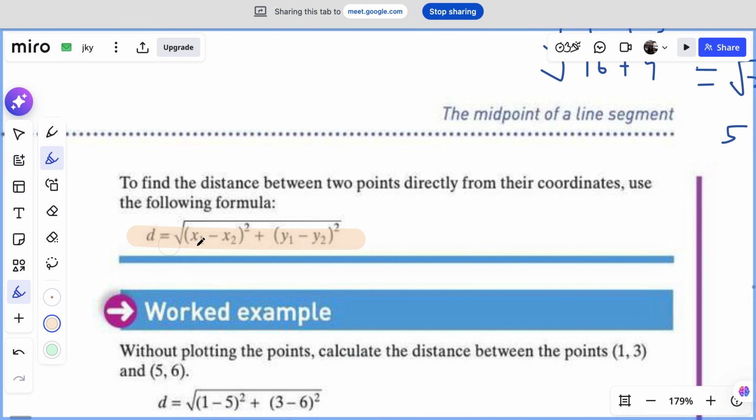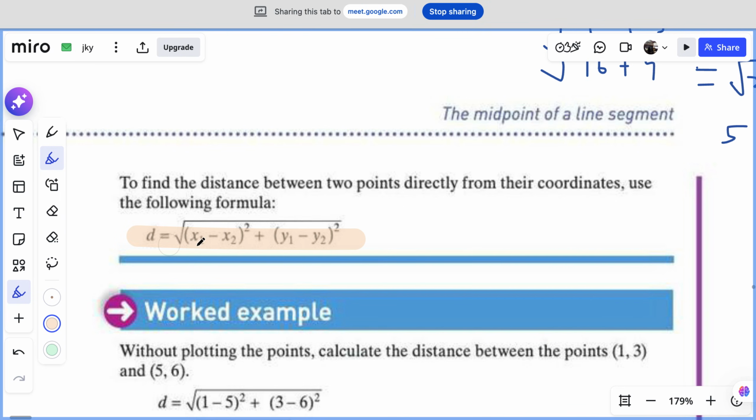If I choose this point, y1, y2, the highest one is y2, the lowest one is y1. This will be x2, and this will be x1. So gradient is change in y, meaning 8 minus 2, which is 6, over 4 minus 1, which is 3. So 6 divided by 3, you get 2. You get a gradient of 2. Okay? You can use your table or you use your graph to calculate the gradient. It's as easy as that.